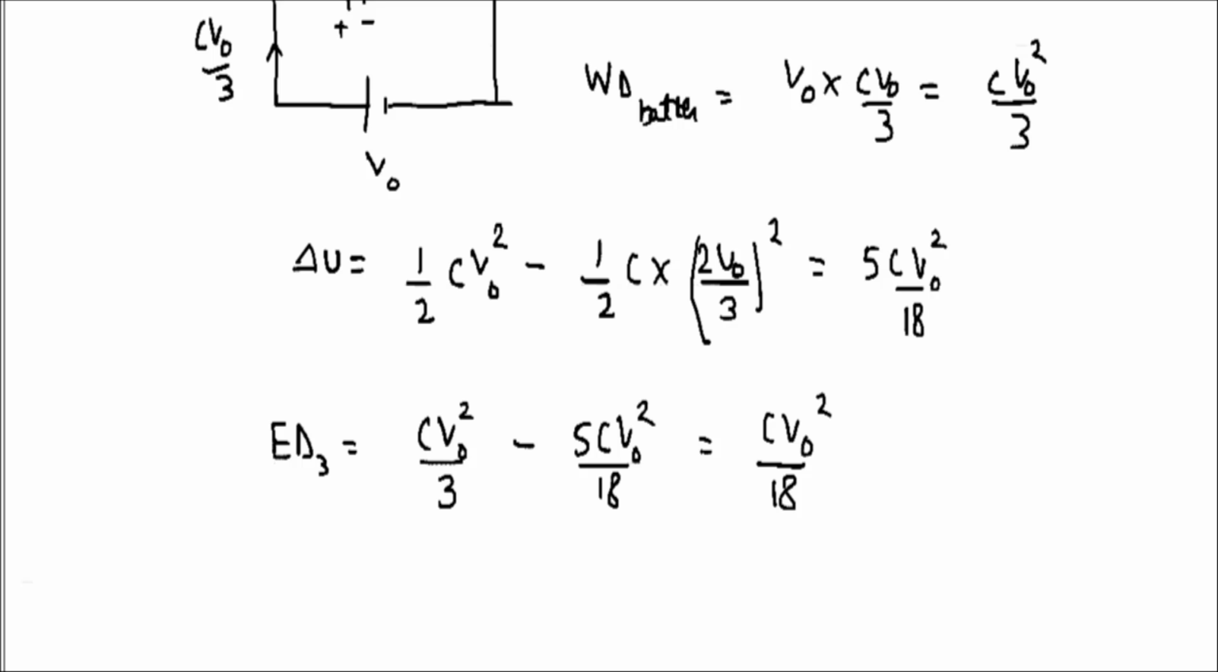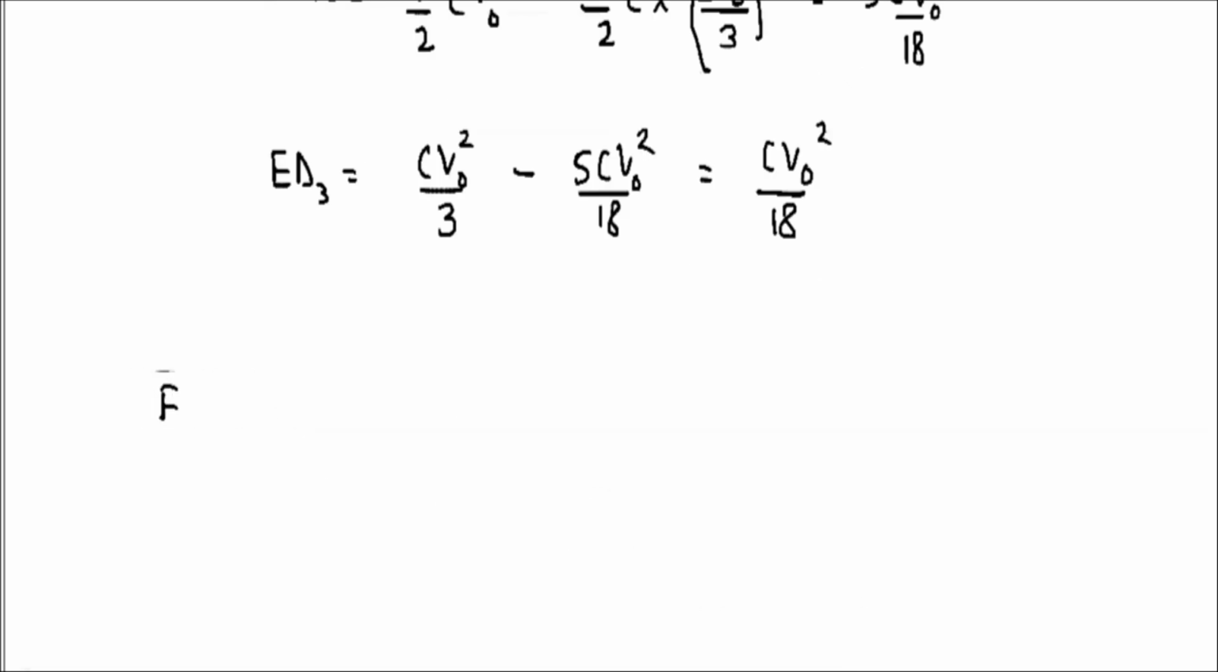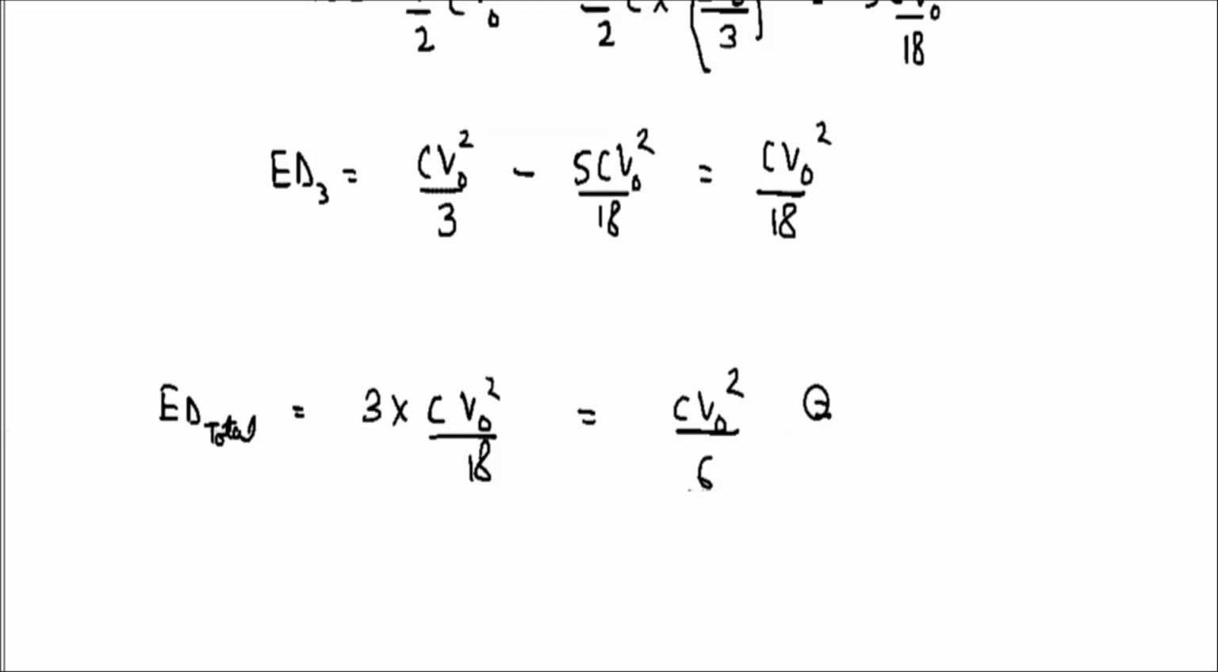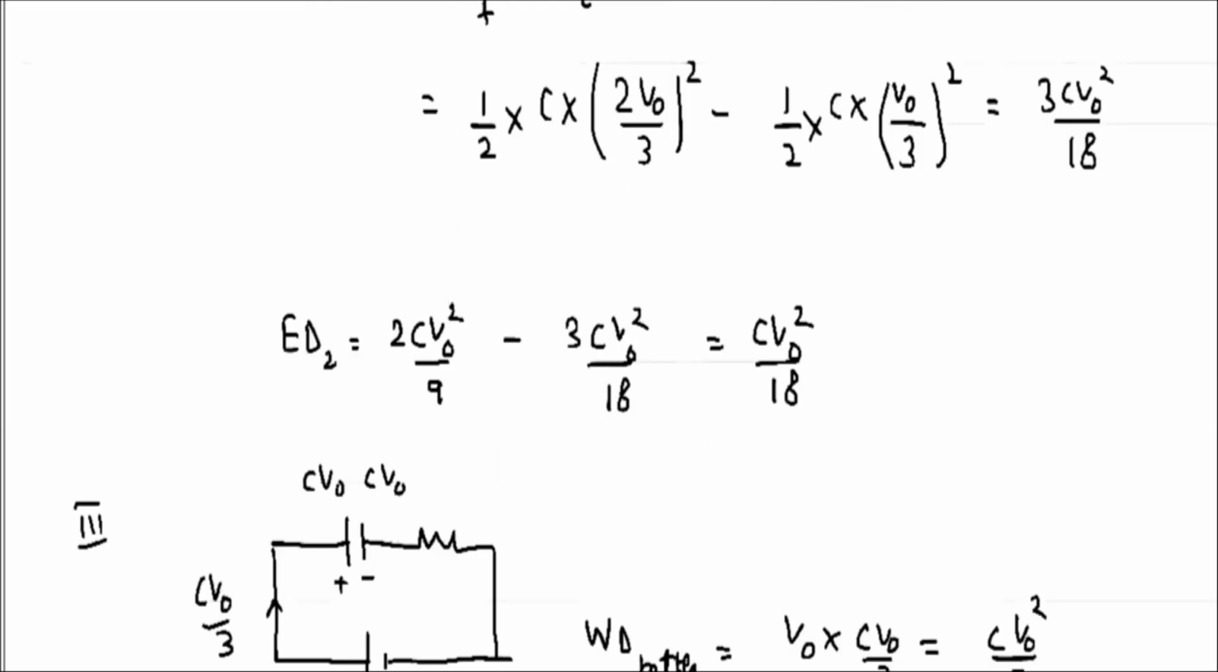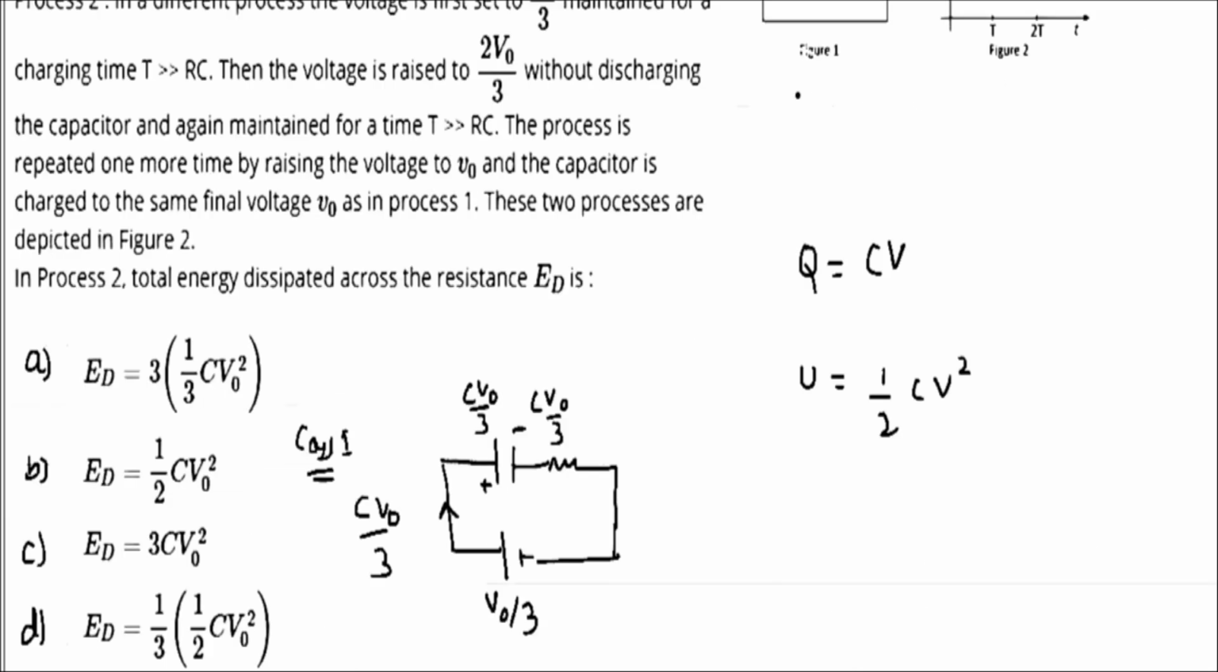Okay, so what is the total energy which is dissipated, this ED total, if we find it? It would be ED1 plus ED2 plus ED3, but each of these values is the same, so we can just multiply 3 with this value. It would turn out to be CV naught square by 6, or we can write this as 1 divided by 3 times 1 by 2 CV naught square. So which option would be the correct option if we check our options? The correct option in our case would be option D, 1 by 3 times 1 by 2 CV naught square. Hope you have understood the solution. Thank you.